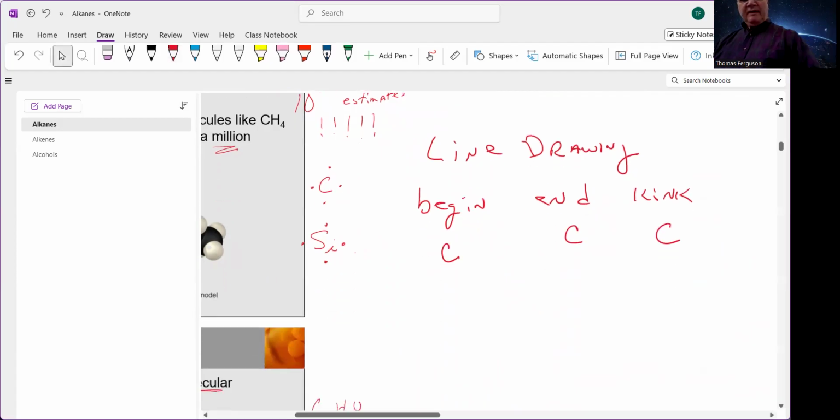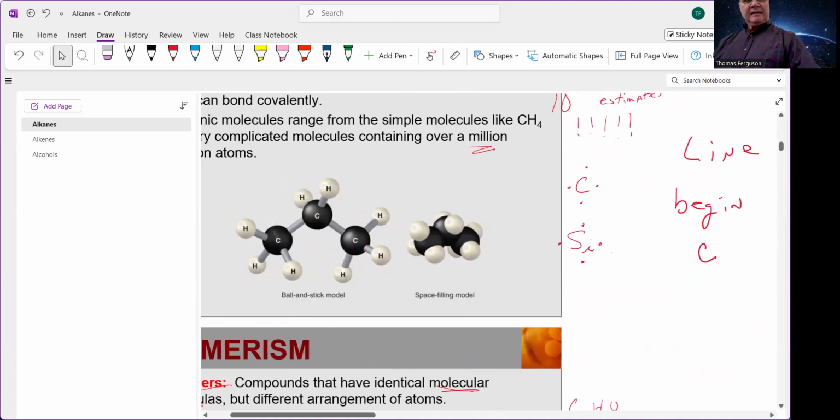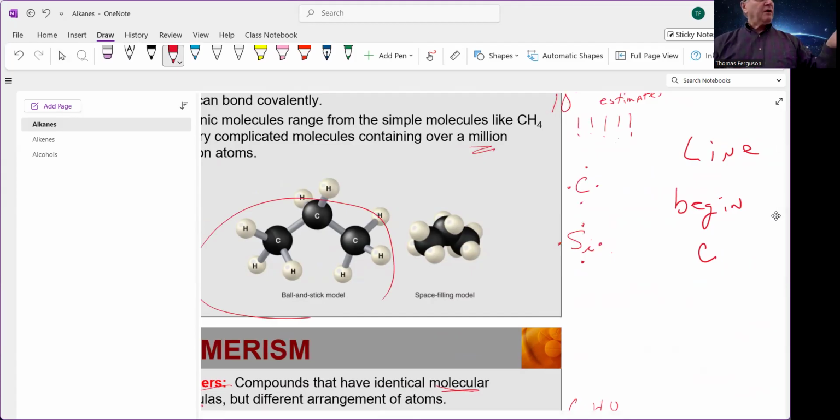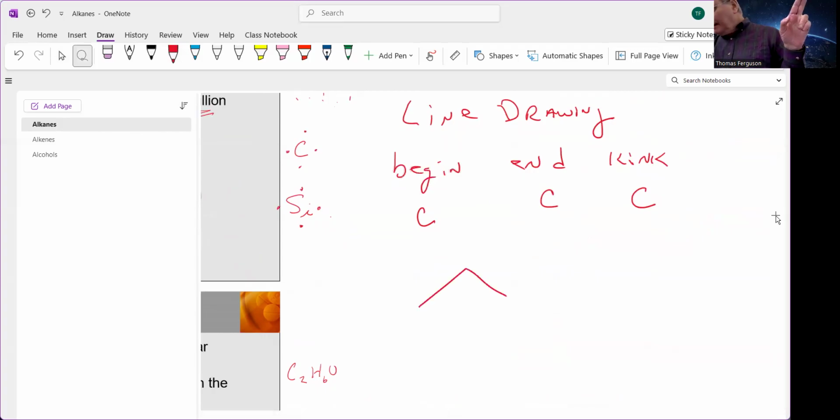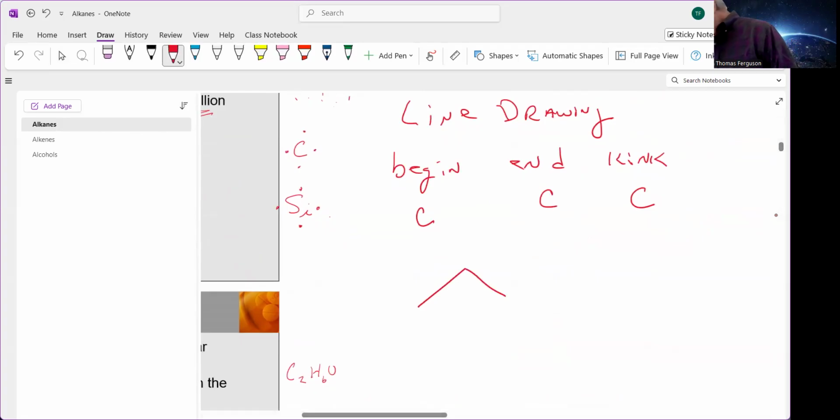So we have to come up with a line structure for this molecule here. It's got 3 carbons and 8 hydrogens. Beginning on the line drawings, carbon number 1, kink is carbon number 2, carbon number 3 is the end. So this is the beginning, end, kink. Now notice there are no hydrogens there and no carbons specifically detailed.